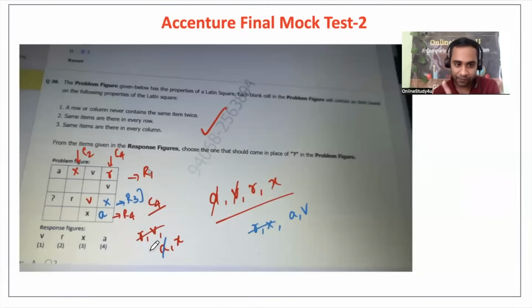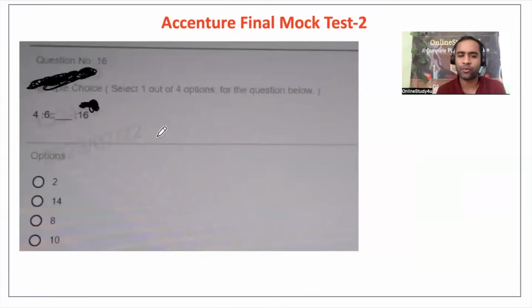Sir, if I put V there, then in column 3 there will be 2V, which is not possible according to the statement they have given, right? So definitely I cannot put V here. I will have to put A here and V here. Then only we will be getting the solution. So option A will be the correct answer, friends. V you have to select, and like this you will be able to solve all the questions based on that.